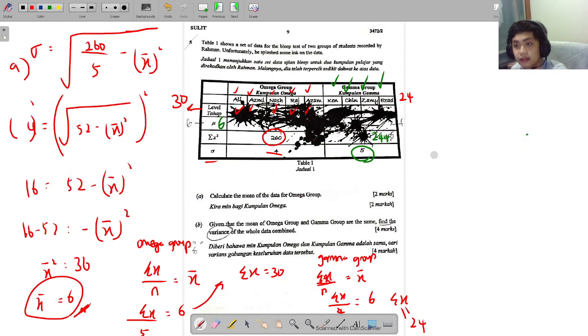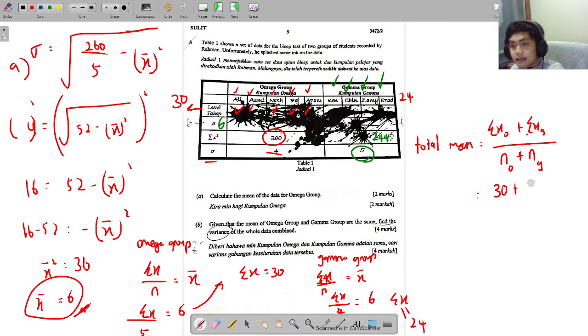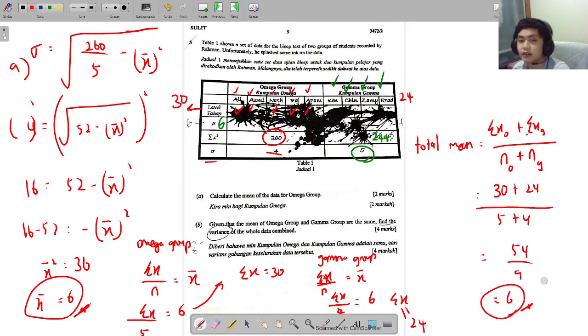So the total mean is basically the summation of x for the omega group plus the summation of x for the gamma group, over the total number in the omega group and the total number in the gamma group. So it is actually 30 plus 24 over 5 plus 4. And you're going to notice that we're still going to get 6, right? But we still need to prove it, otherwise they think we hen tam.